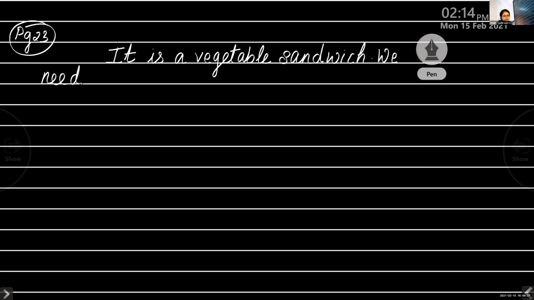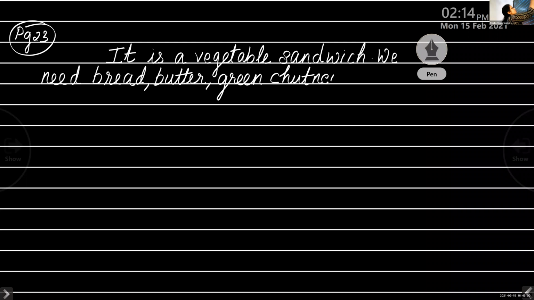Vegetable sandwich. Write along with me. Vegetable sandwich. So whenever you write a paragraph, don't start writing from the left. Just leave some space. And then start writing. Okay? We need bread, butter. We are adding one more ingredient in this to make the sandwich tastier, that is green chutney. Green chutney is also called pudina chutney.